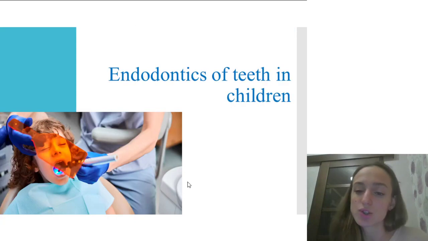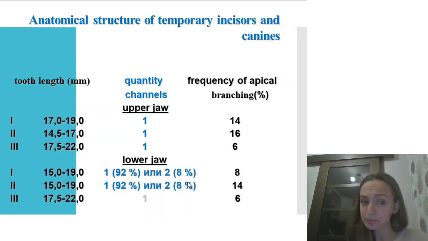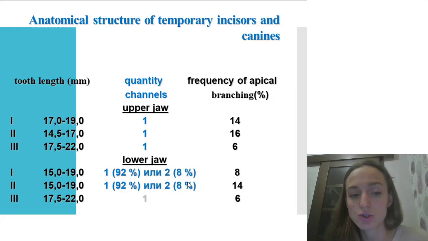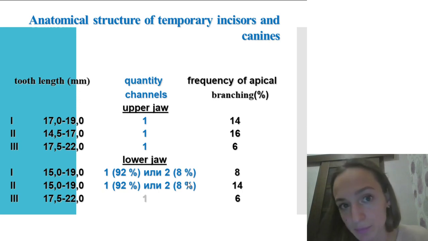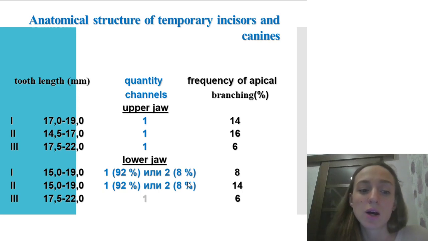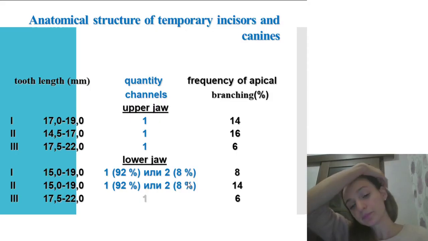Endodontics of teeth in children. This topic is very hard, and you should concentrate on some necessary points. For example, anatomical structure of temporary incisors and canines. You should know about tooth length, about quantity of dental canals, about frequency of apical foramen. Yes. So please write in your synopsis this table.